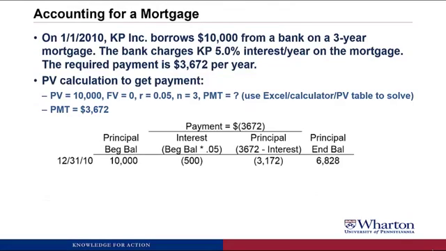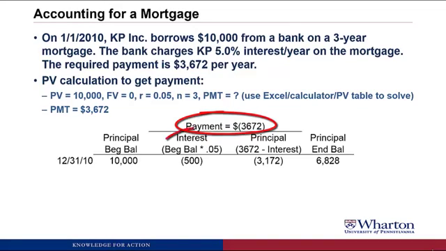So coming back into the PowerPoint, what it's always helpful to look at when accounting for a mortgage is what's called an amortization schedule, which tracks the principal and interest payments over time. So at the end of that first year, December 31, 2010, the amount of principal that we owe is $10,000. Then we're going to make a payment on that day of $36.72.